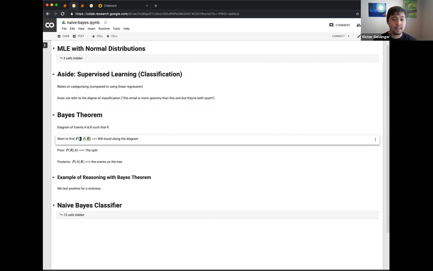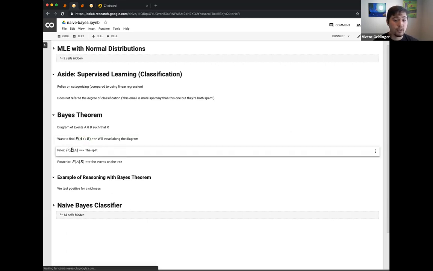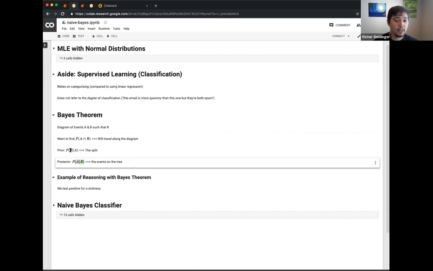If you remember back from last time, this has a value of P of A times P of R given A, and we actually see that in the diagram. We also have the prior and the posterior, right? To be honest, I always get these confused. When you hear prior versus posterior in Bayes' theorem, it's about what we know ahead of time, and then what we're trying to find out. The posterior is what I don't know, but the prior I can measure in some form or fashion, okay?